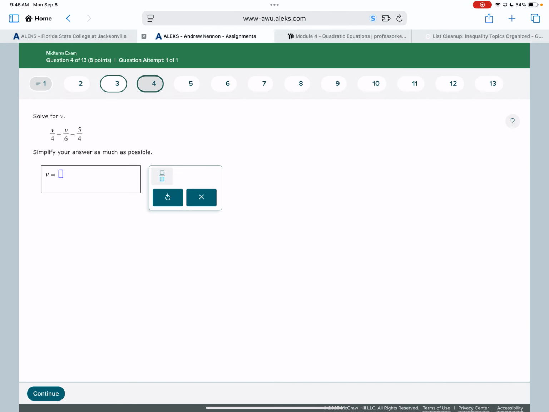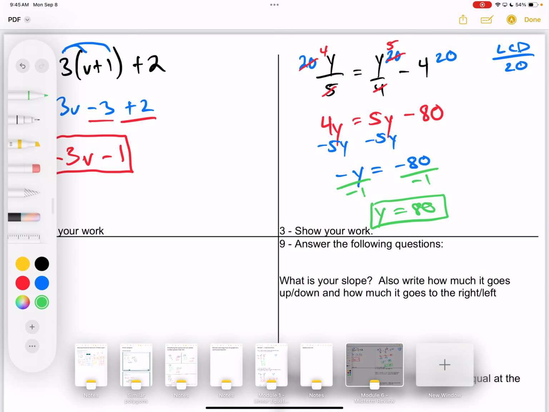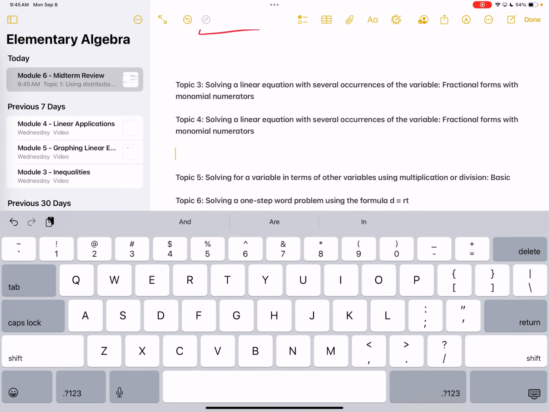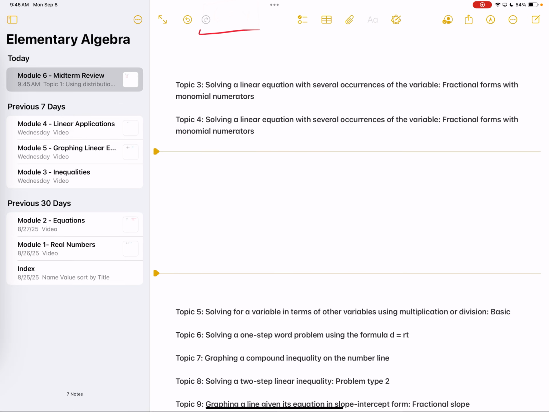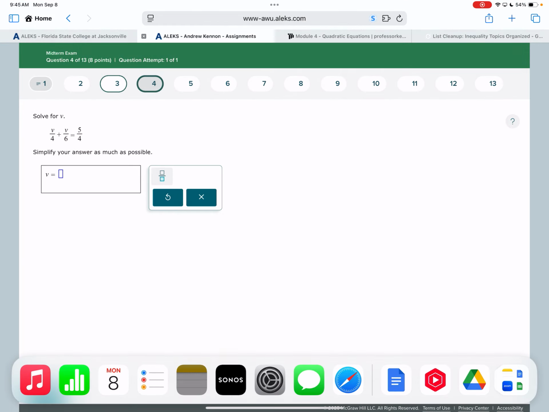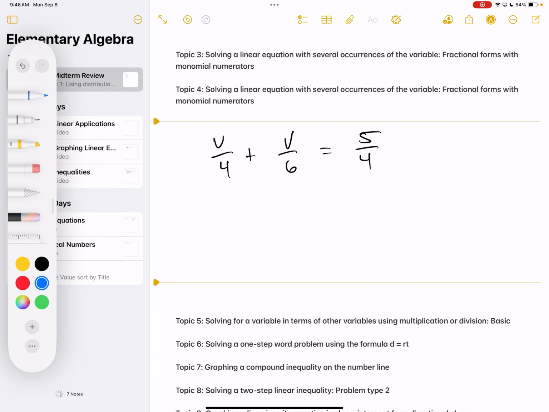All right, so now you look at your show your work page. We don't have to show your work again until number 8. So number 4. Okay, so very similar to the last problem.